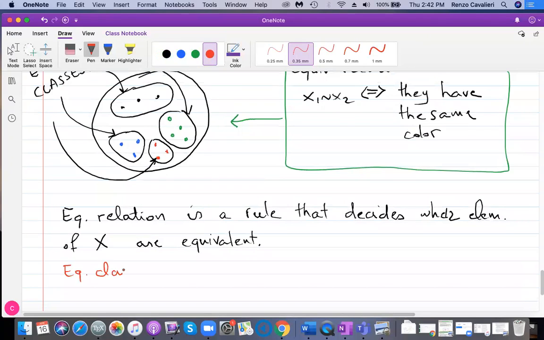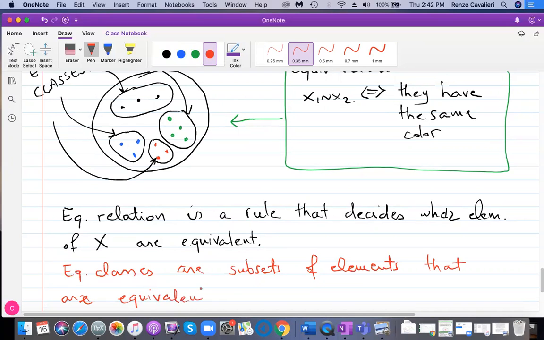Equivalence classes are subsets of elements that are equivalent and, let me say, also maximal.